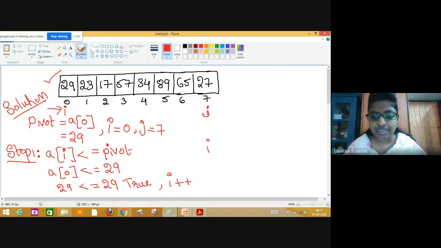Initially, I equal to 0, right? I plus plus means 0 plus 1, that equal to 1. Now, I equal to 1. Write down. I plus plus, that is I equal to 1. Now, I is pointing to first index.